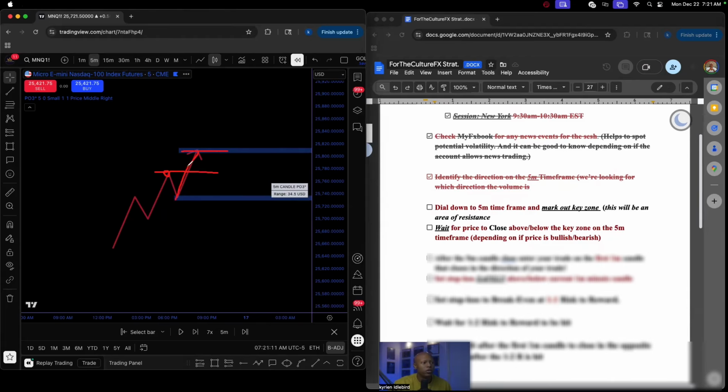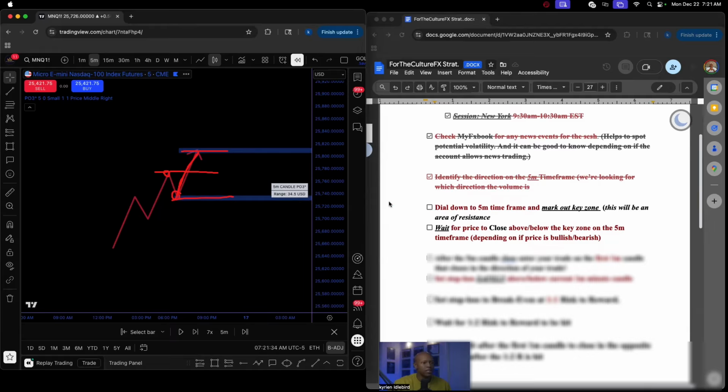My key low, though, is going to be the lowest point that started the move that broke our previous high. So if this is my lowest point that started the move to break my previous high, this is going to be my resistance here. I'm going to set my resistance below this low and above this high. That is going to be my area of resistance on our 5-minute time frame.